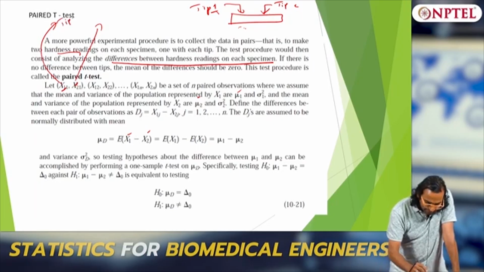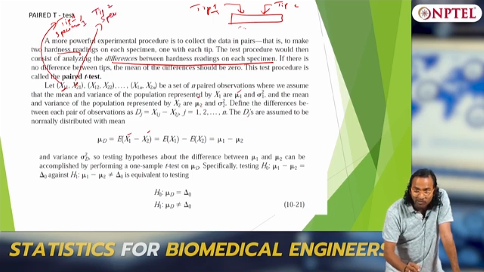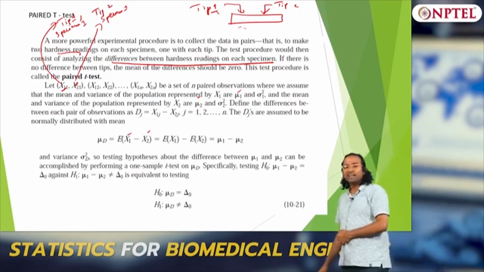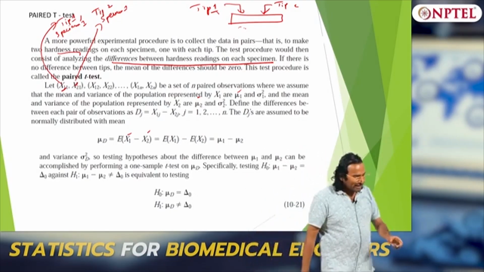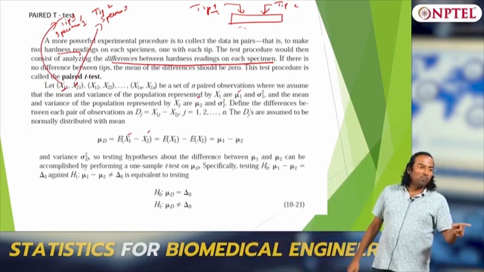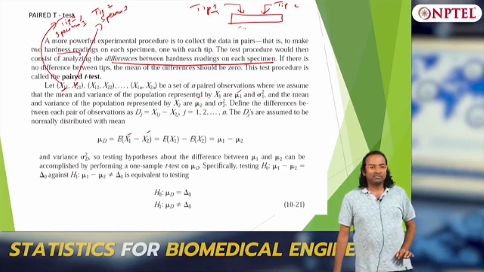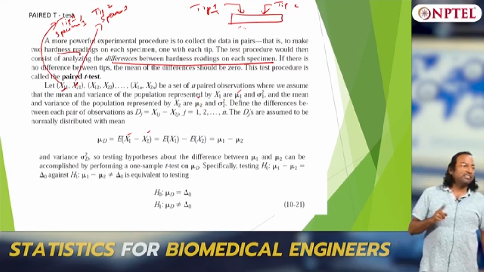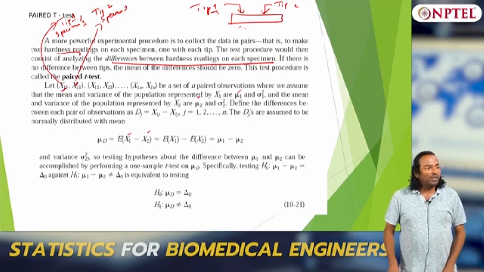Tip 1, specimen 1. Tip 2, specimen 1. Now I have the hardness reading taken from two different sensors, okay. That is, specimen 1 is going through both the tips, that is what x11 and x21 are. X11 is tip 1 specimen 1, x21 is tip 2 specimen 1. For each specimen I am going to pair.